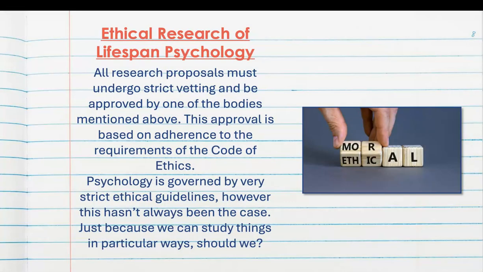So all research proposals must undergo formal ethics approval before any data can be collected. These committees review whether the planned study aligns with ethical codes and safeguards participants' well-being. While modern psychology is governed by strict ethical guidelines, this hasn't always been the case. History shows us examples where the question wasn't just, can we study this, but should we?